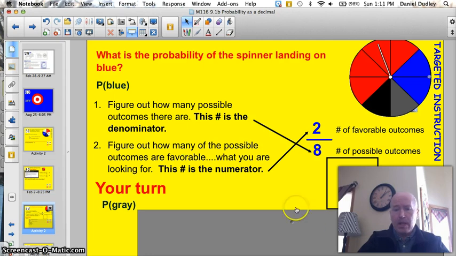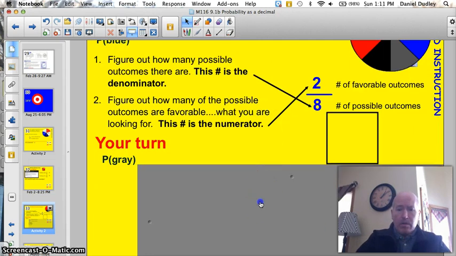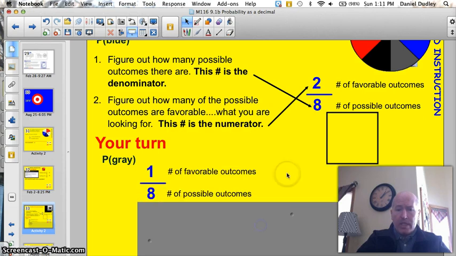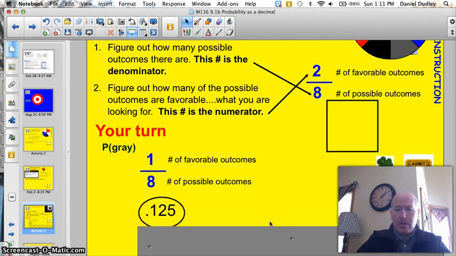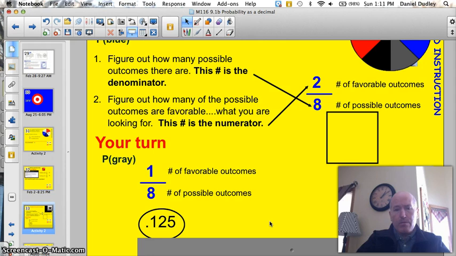All right, let's see how you did. Well, there's only one gray slice up there, and so your chances are 1 out of 8. Is that your answer? No, sir. No, ma'am. You need to put it as a decimal. So if you divide 1 by 8 on your calculator, you're going to get 0.125. Hopefully you know that 1/8 equals 0.125 as a decimal.